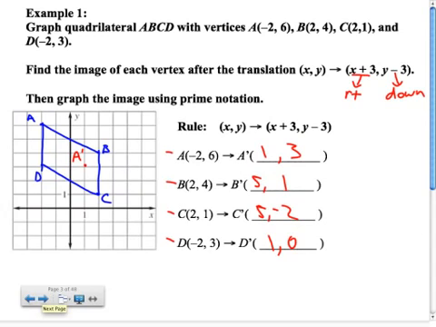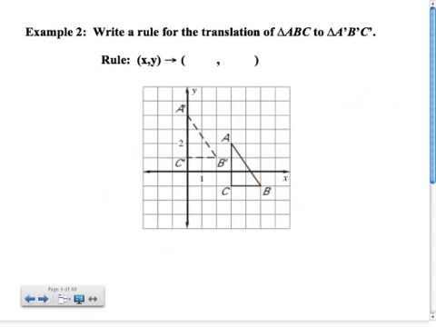We always use prime notation for the image, for the new figure. 5, 1 is B prime. C prime is 5, -2. And D prime is 1, 0. So the red dotted figure here would be our image, our new figure after that translation. Again, this is nothing new, so hopefully you're feeling pretty confident because you should already know this stuff.